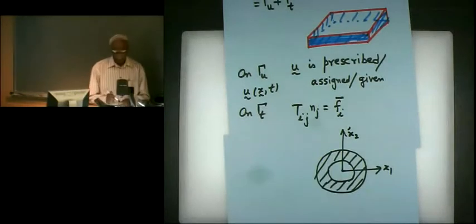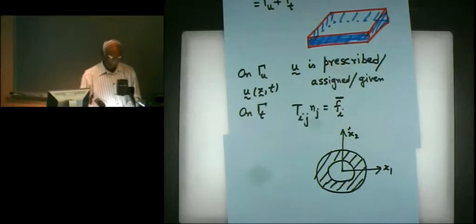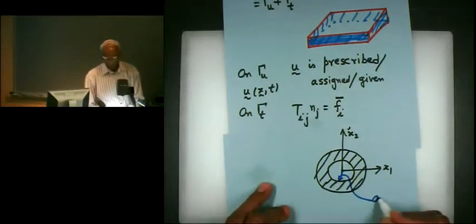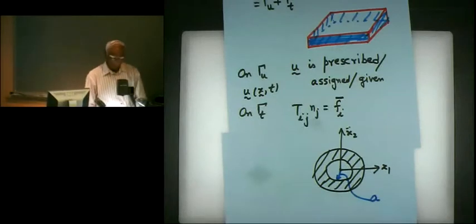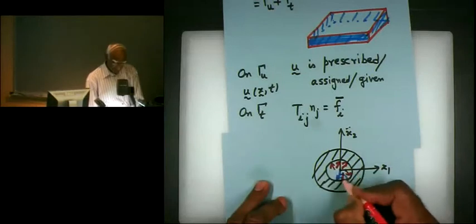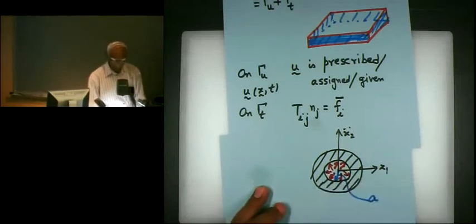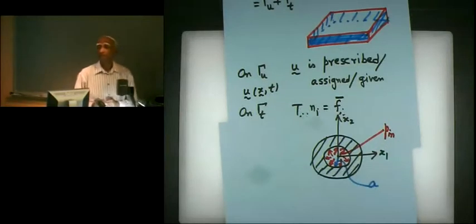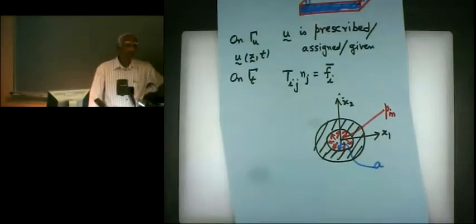And on this pressure vessel, let's say inner radius is A, and we have a pressure applied. So this pressure is P_in to indicate it's on the inner surface. So how will we write the boundary condition on the inner surface? So that's the question. How will we write the boundary condition on the inner surface?